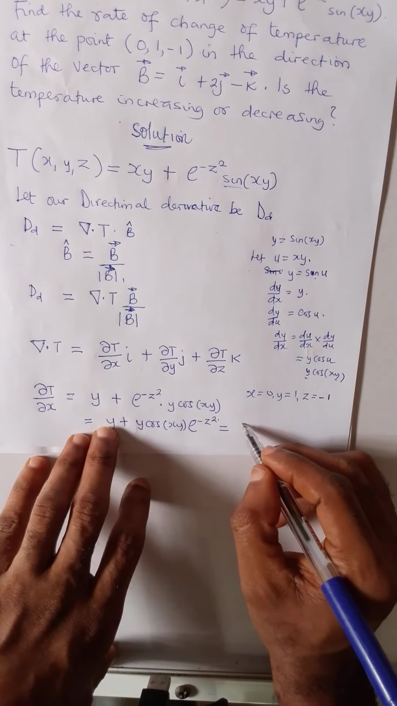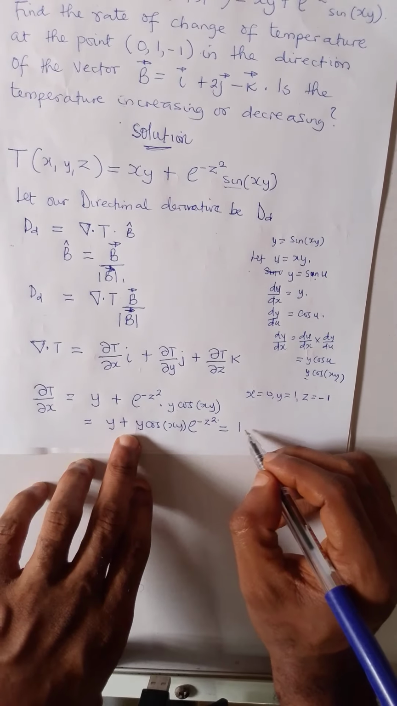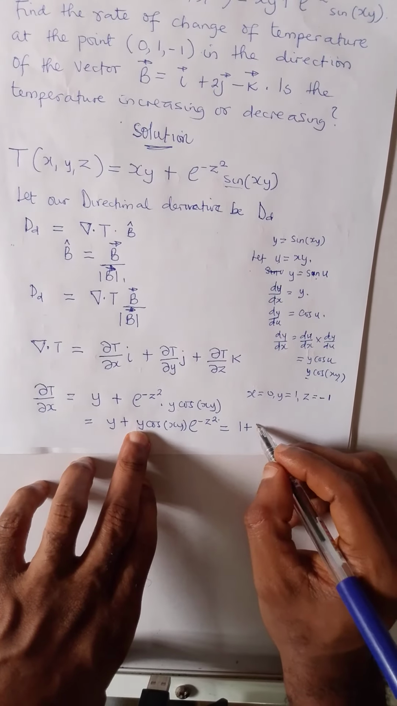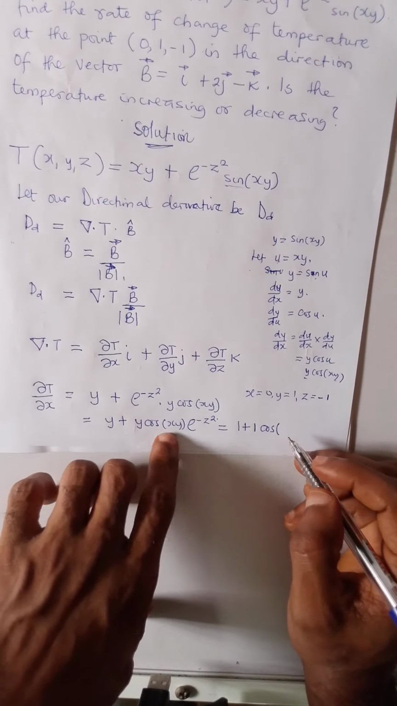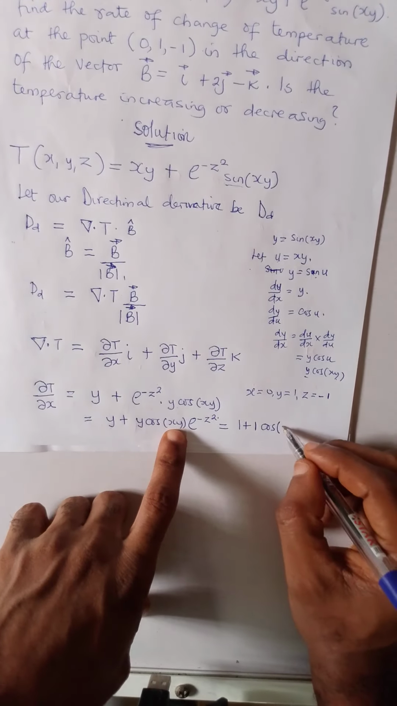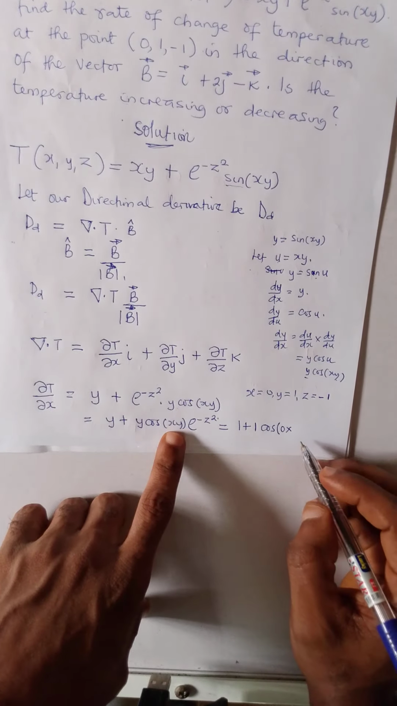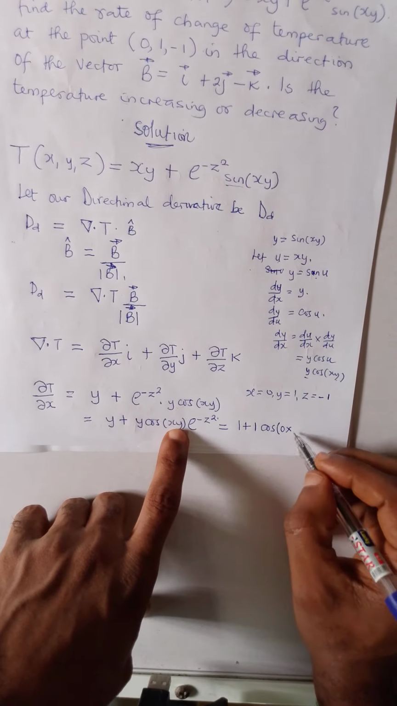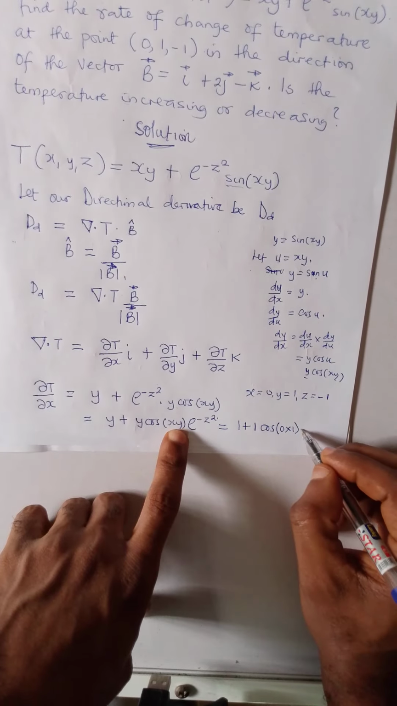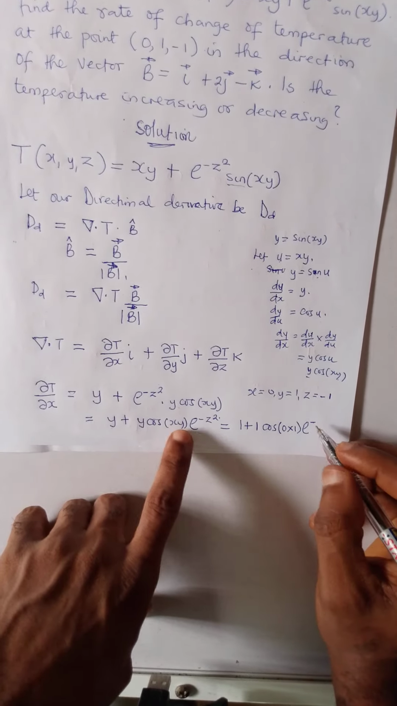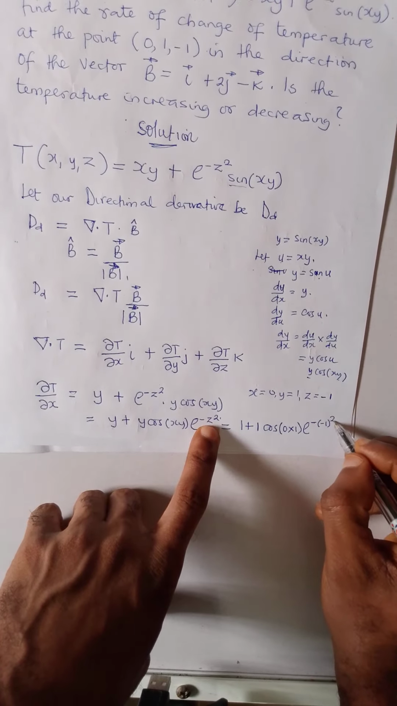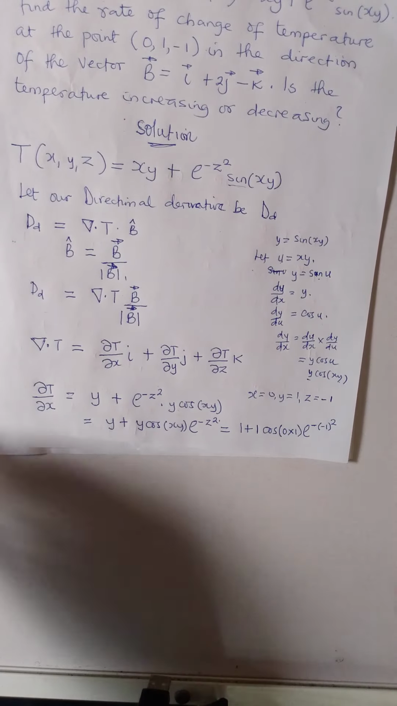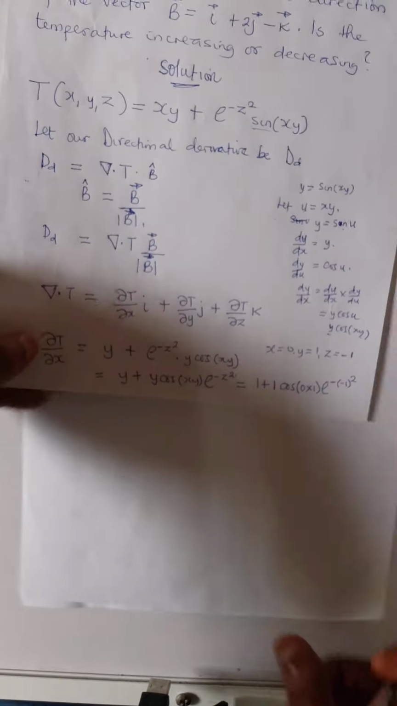Y is 1, so I write 1 here. This y is 1 plus another y is 1 cos xy, x is 0 times y is 1, and then we have exponent minus z, which is minus 1, so we have minus 1 all raised to power 2. So that is what we have there. So we continue our solution from here.